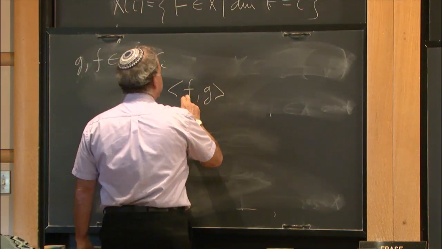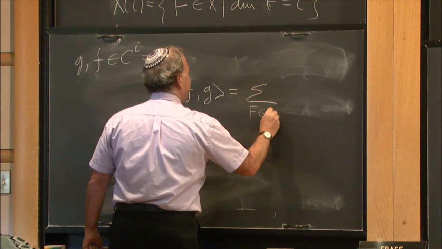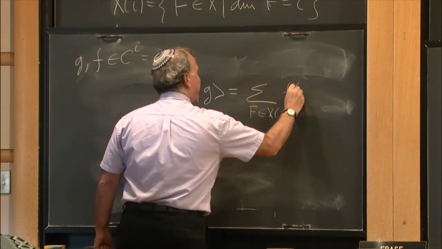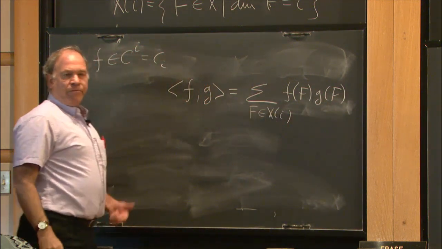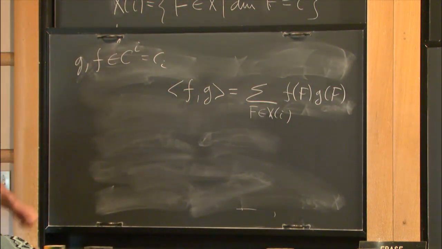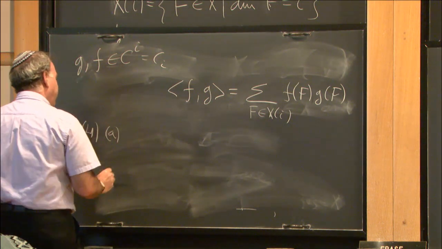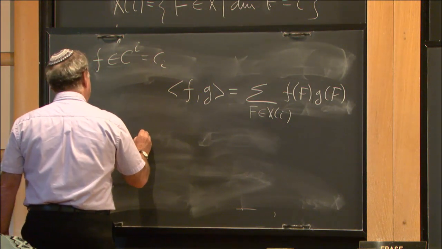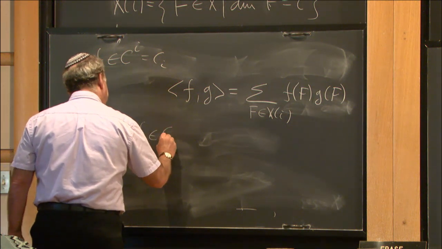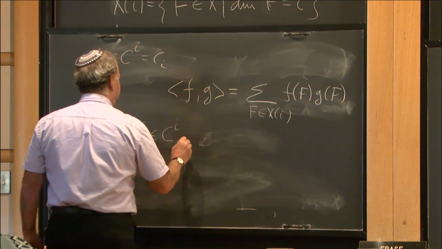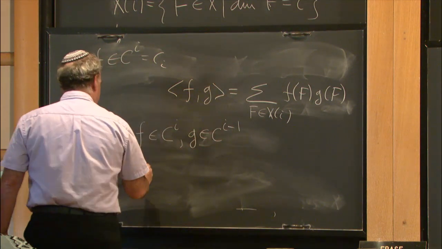as the sum over all f in X_i of F(f) times G(f), and everything is in mod 2 arithmetic. Everything is over the finite field of order 2. And exercise 4a is that if you take F in C_i and G in C_{i-1}, you can do the following.